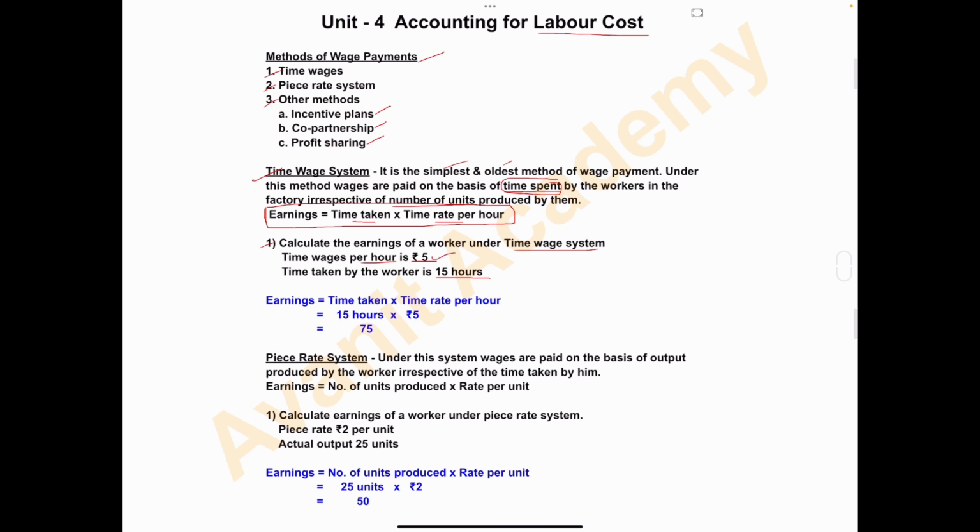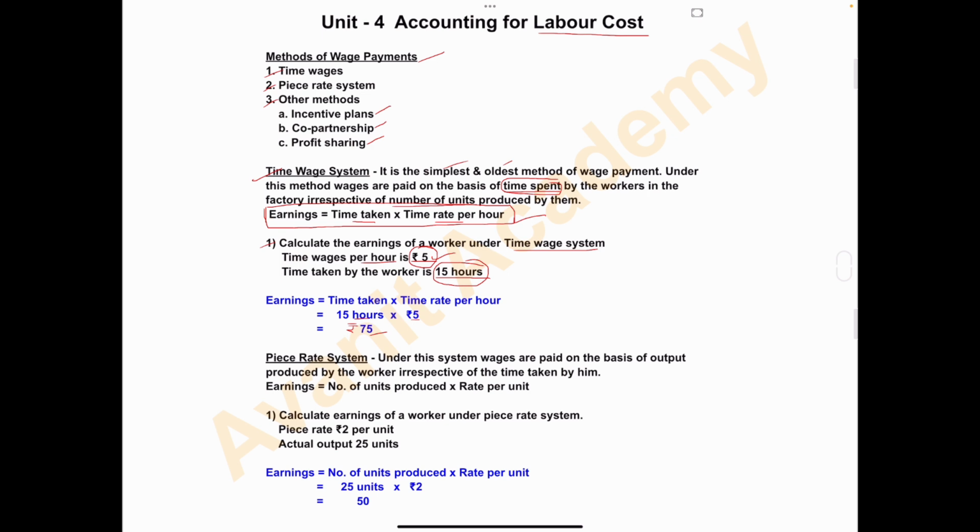Let's calculate his earnings. Solution: earnings is equal to time taken into time rate per hour. Time taken, how much time he has taken? 15 hours. So write here 15 hours into time rate per hour. Time rate per hour is rupees 5. 15 into 5, answer is 75. So total earnings of a worker under this method is rupees 75. So this is a small example on time wage system.